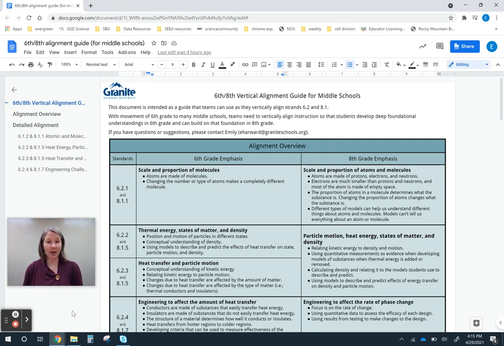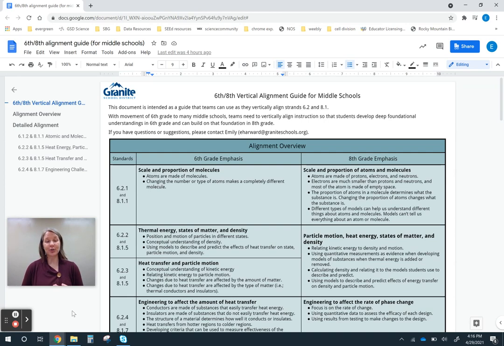And the second thing about this document is it is designed to be used by a team. So the vision is that you, the sixth grade and the eighth grade teachers, sit down together as a team with this document. They look at both strands in sixth grade and eighth grade and start figuring out what in their school they're really going to focus on in sixth grade to give their students a good foundation so that they can get to the other pieces in eighth grade.